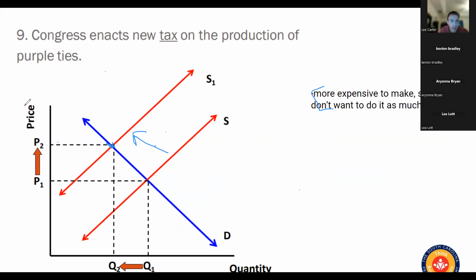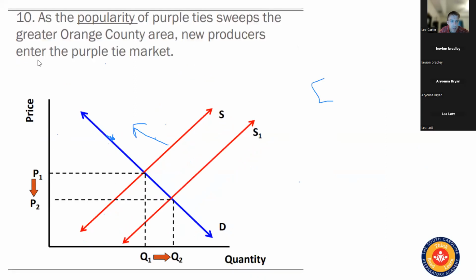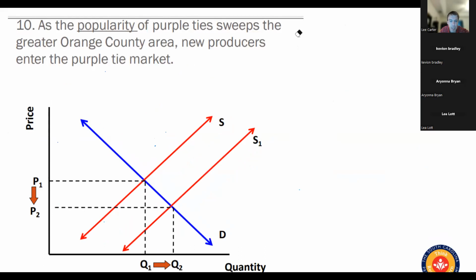I think that's, nope, not the last one. This might be the last one. As the popularity of purple ties goes across the area, new producers are going to enter the market. Meaning, if you start selling a whole bunch of this thing, then more people are going to want to do it because they think they can make money. So there's more competition, so there's more supply, which means that if the demand stays the same, the price will actually go down. You sell more of a thing, more people want to do it, there's more supply, so prices get cheaper.